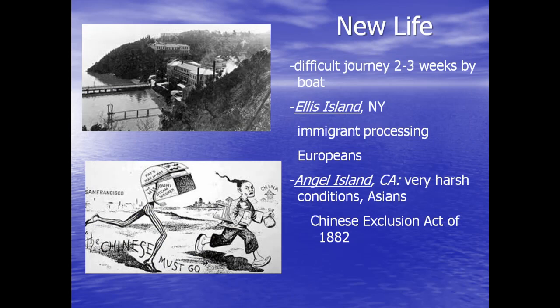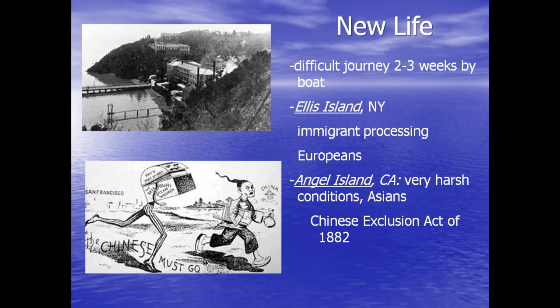Coming over to start a new life in America was not easy. The journey by boat was very difficult, usually took 2 to 3 weeks. And most immigrants came in either through Ellis Island in New York City or Angel Island in San Francisco, California. At Ellis Island, they processed many immigrants, mostly Europeans. At Angel Island, they processed mostly Asians.